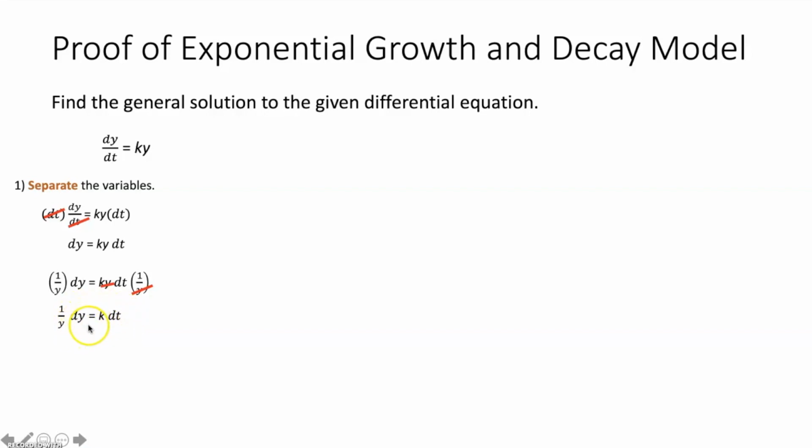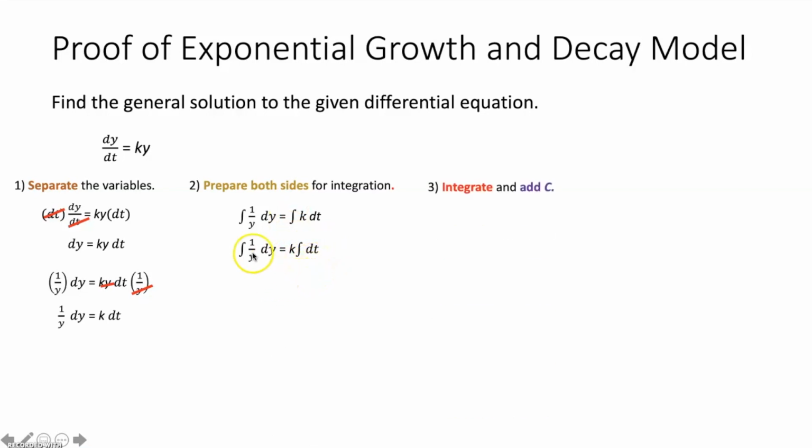So now, since we have separated the variables, we can move on to the next step, which is to prepare both sides for integration. So we're going to integrate both sides of this equation. On this side, looks like we're ready to go. If we integrate that, you just get ln of the absolute value of y plus c. Over here, we have a constant multiplied to dt, so you can take that constant, move it out front of the integral sign. Now this is ready to go. So let's integrate each of these. We said when we integrate over here, we get ln of the absolute value of y plus c. Over here, when we integrate dt, we just get t plus c.